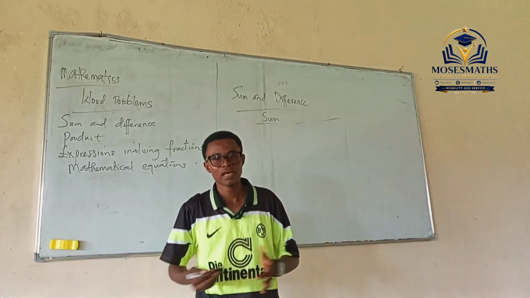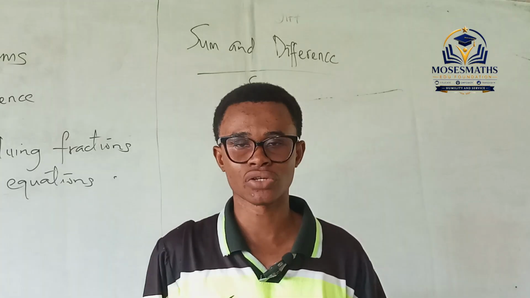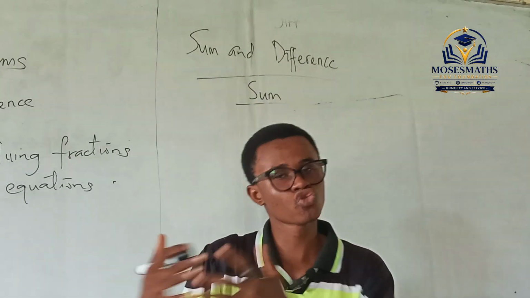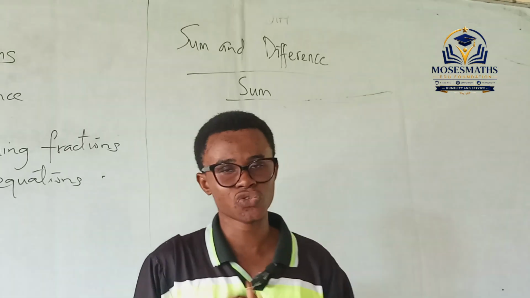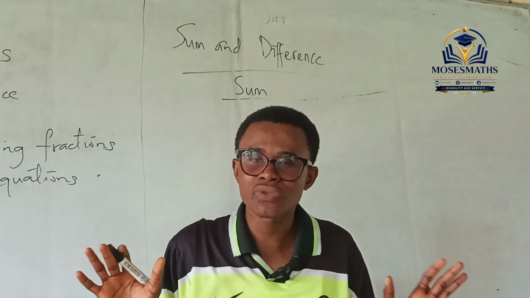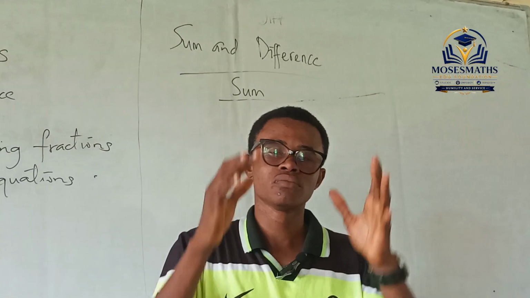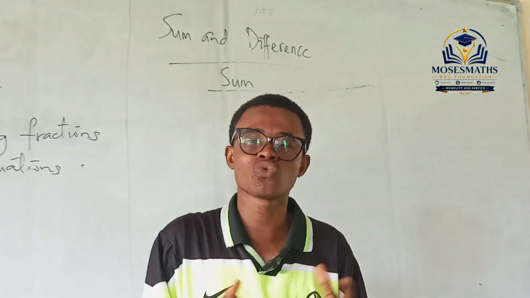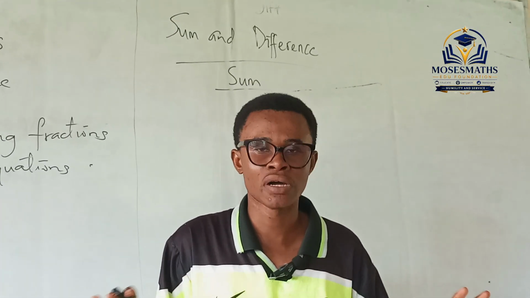What is sum? In mathematics, sum means addition. So when I ask you to find the sum of two or more numbers, the only thing you have to do is to add all the numbers given to you together. Like find the sum of 1, 2, and 3. The simple thing is just 1 plus 2 plus 3. Find the sum of 5, 6. They can ask you to find the sum of any numbers. The only thing you have to do is add all the numbers together.